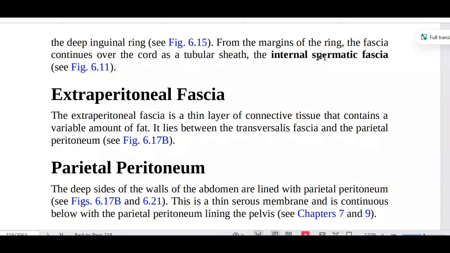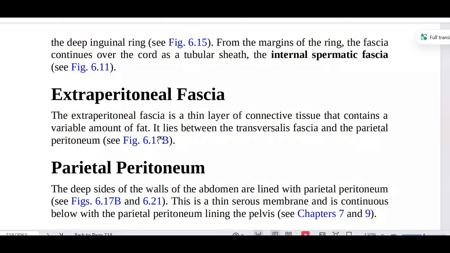Now we have been left with the last two layers of the anterolateral abdominal wall, and those are the extraperitoneal fascia and the parietal peritoneum. The extraperitoneal fascia is a thin layer of connective tissue that also contains some amount of fat. That's why it is also called the extraperitoneal fatty layer, and it lies between the transversalis fascia and the parietal peritoneum. That means it is on the inside of the transversalis fascia.